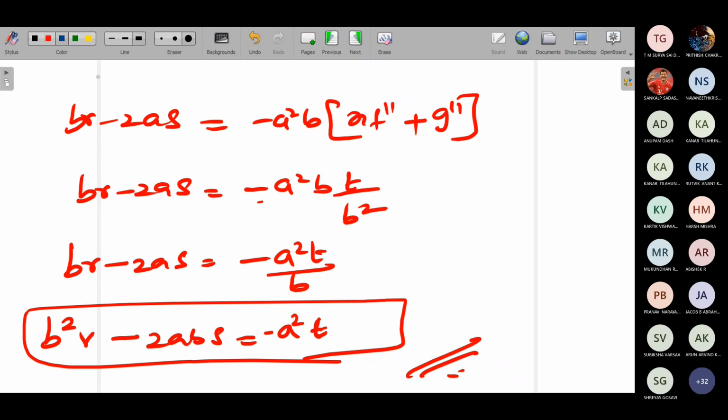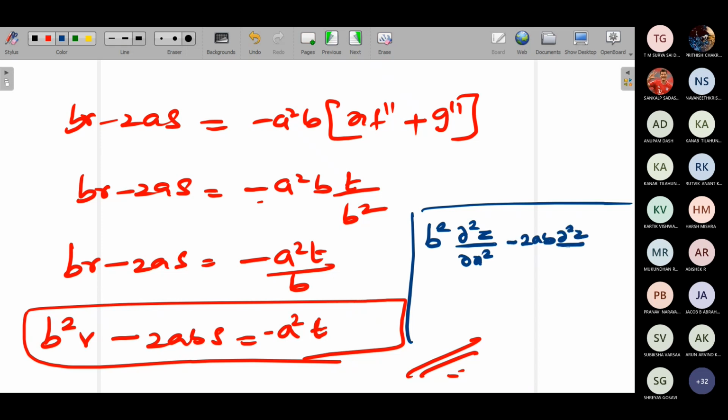If you want, you can even rewrite it like this. If you're not following, you can retain it like this also. What is r? Dou square z by dou x square, minus 2ab into dou square z by dou x dou y plus a square into dou square z by dou y square is equal to 0. This is also fine. Either way, you can give the answer. Both are correct.